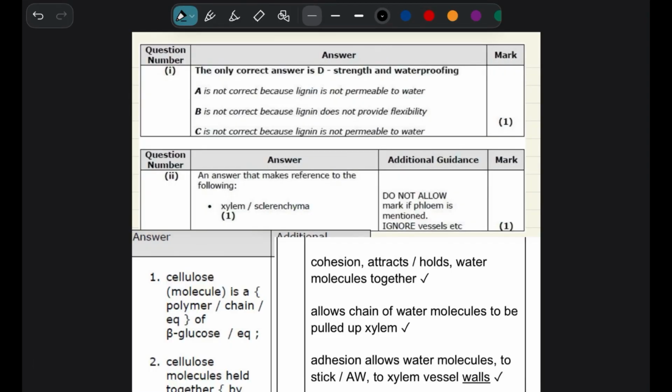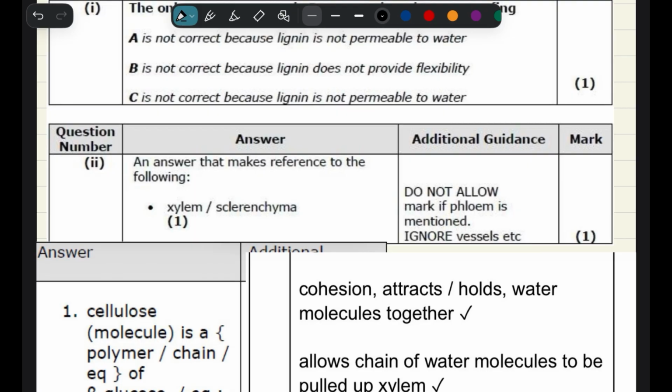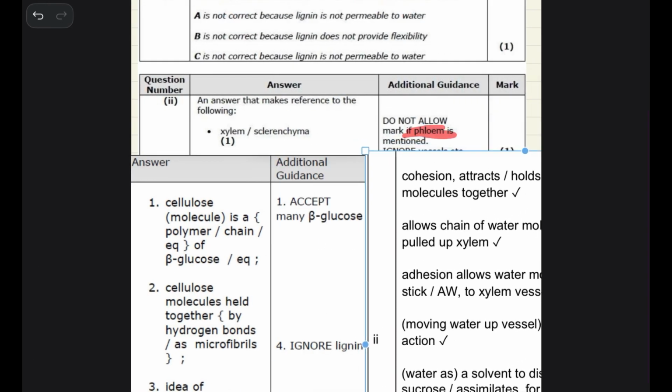Okay, so for the first question, lignin helps with strength and waterproofing. That was something that was brought up in the explanations, and also something that you should generally need to know. Cool. Now, what else? In terms of which plant tissues contain lignin, literally just state xylem and sclerenchyma. These you just have to remember. That's all I can say. Just remember it. And whatever you do, do not mention phloem. They do not contain lignin. Cool.